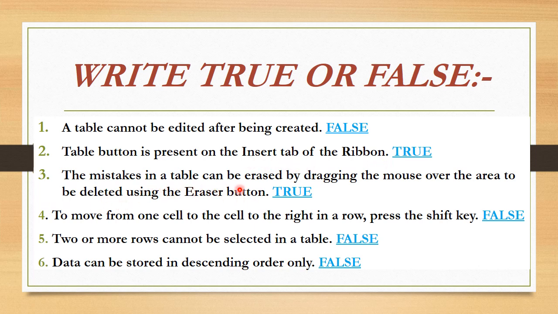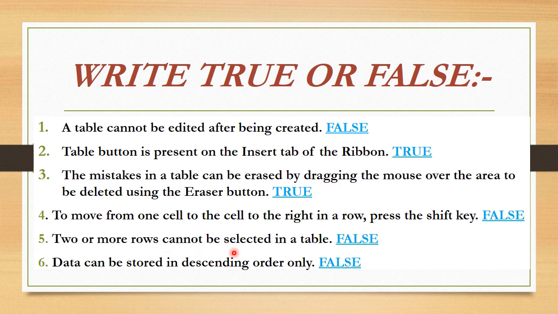The mistakes in a table can be erased by dragging the mouse over the area to be deleted using the eraser button. Is this true or false? Yes, it is also true. We use the eraser button to delete if we have made any mistake. Next, to move from one cell to the right in a row, we will press the shift key. Is this correct? No, it is false. We have to press the tab key.